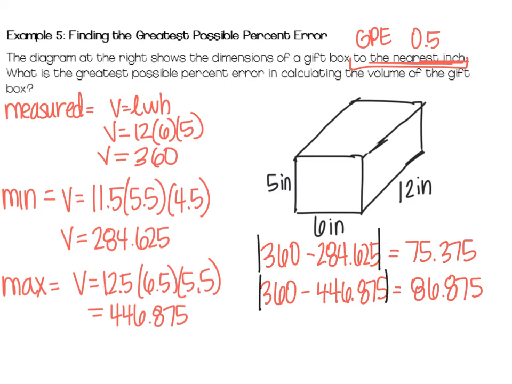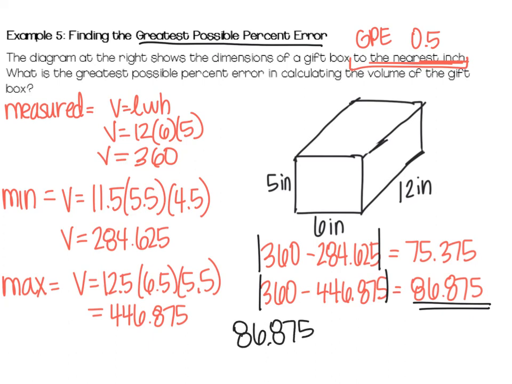I'm forgetting to tell you that you're taking the absolute value of it. If you'll go back to the other slides, you'll see that you're supposed to take the absolute value. Then you'll need to take the greater of the two, which happens to be 86.875, because we're trying to find greatest possible percent error, so we'll take the greater one.